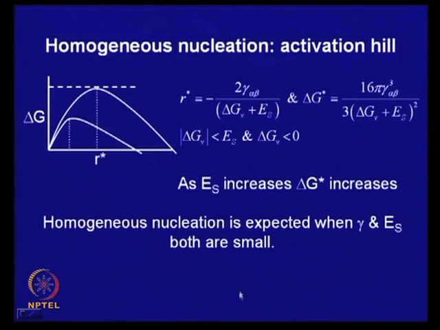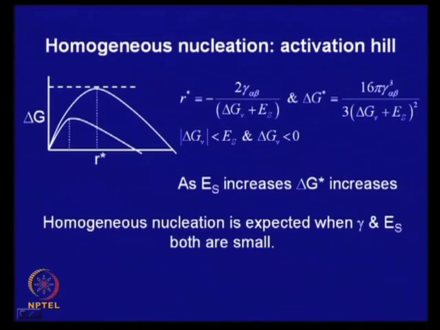Which is shown over here: as the strain energy increases, this delta G star, that activation hill, will increase, and the critical nucleus size will increase. So that means the process of precipitation will become more difficult if there is a high amount of strain energy as a result of precipitation. If that strain barrier is to be overcome, you need to give more thermal activation.